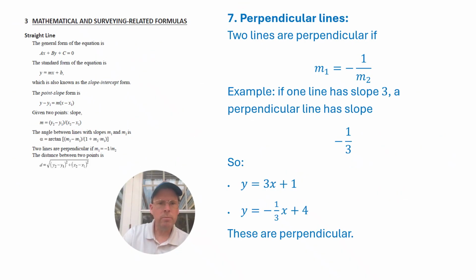Okay, the next equation that comes up here is this: two lines are perpendicular if the first slope is equal to -1 over the second slope. So I went ahead and made an example. Here's the equation. For example, if one line has a slope of 3, the perpendicular slope would be -1/3. So if you have two equations like this, the 3 and the -1/3, these lines are perpendicular.